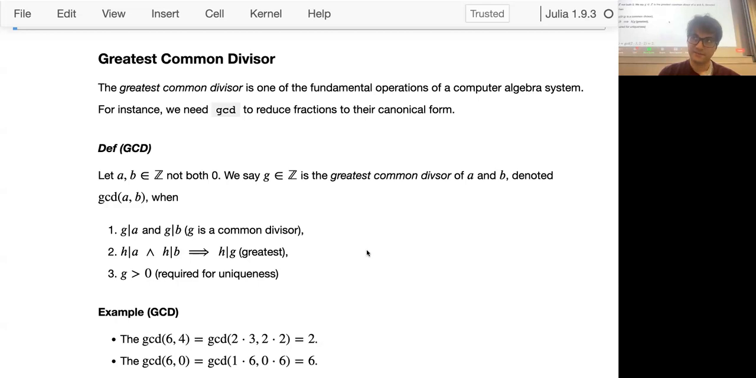If G divides A, are you guys familiar with this vertical bracket for divides? Okay, so if G divides A and G divides B, that is a property that the GCD has to have. It has to divide both A and B. Number two says that if you have another integer and it divides A and it divides B, it also divides G. So this is just a fancy mathematical way of saying that G is the biggest divisor that you could find that divides both A and B. Because if there is another integer that divides both A and B and G, that would be bigger than G. And we need G to be positive just for uniqueness.